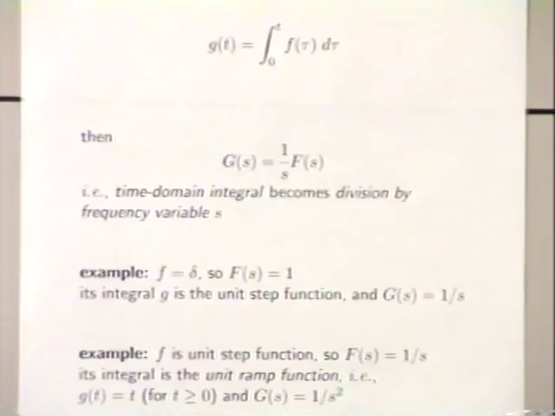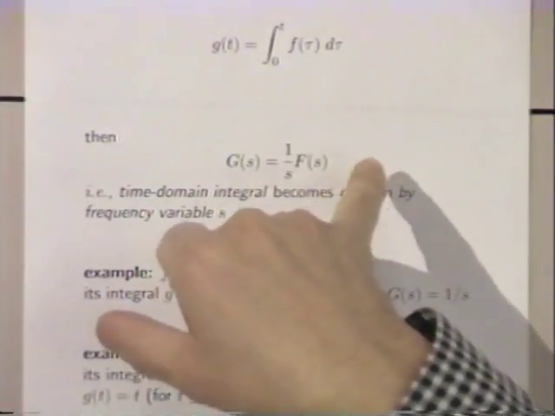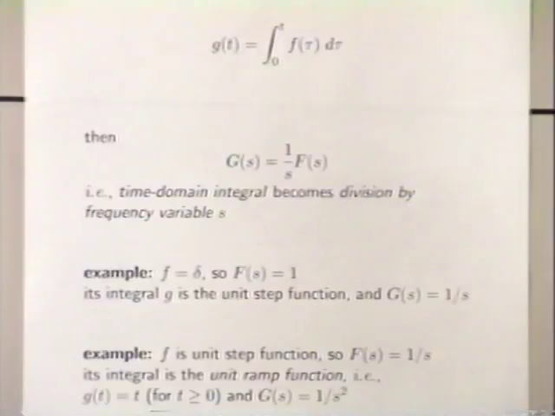Now there's a little detail here. For example, you don't see the annoying term in front about f of 0 minus. Why is that?